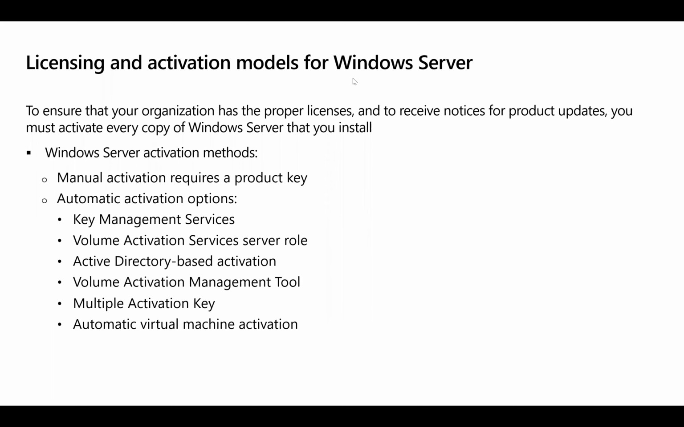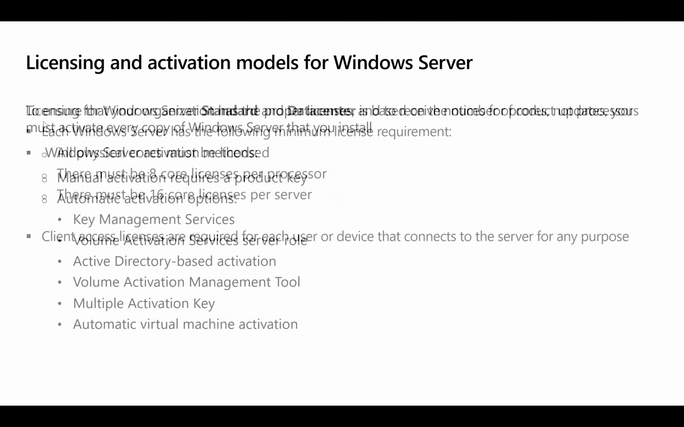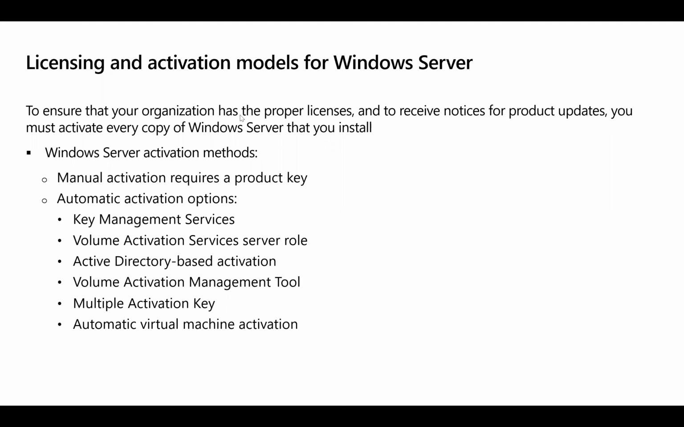Now the activation model. How do you activate the licenses? To ensure that your organization has the proper license and to receive notice for product updates, you must activate. There are several activation methods. The first is manual. The moment you purchase, you go to microsoft.com/technet. You can buy from TechNet, then you will be given a license. You'll be given access to TechNet, where there will be a license number. You copy that license number, then register it.